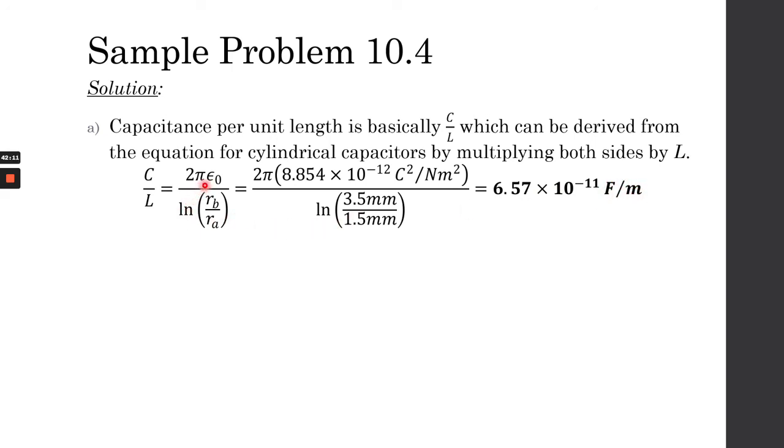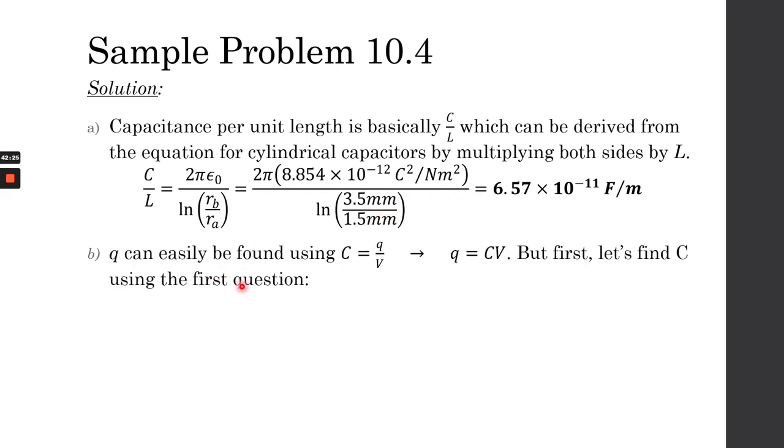So it's 2 pi epsilon naught divided by the natural log of your RB, or the radius of your outer cylinder, divided by the radius of your inner cylinder. We don't need to convert because the units cancel anyway. So Q can be easily found using the equation C equals Q over V. We just rearrange. We know that the charge is basically equal to C multiplied by the potential difference. You were given the potential difference, but you are not given C. You solved for C over L here, so you can use this to solve for C.